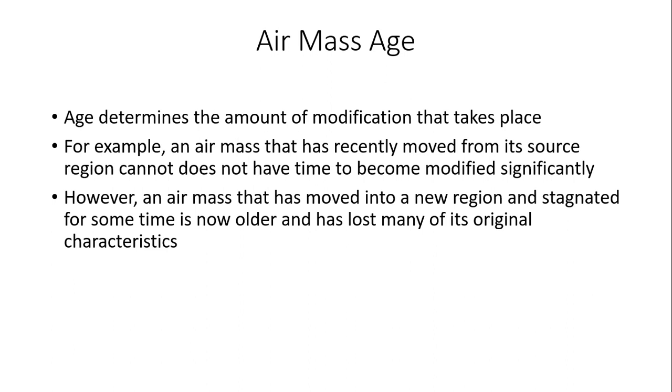And then air mass age. The age of the air mass determines the amount of modification that takes place. For example, an air mass that has recently moved from its source region has not had the time to become modified significantly. Whereas an air mass that has moved into a new region and stagnated for some time is going to become older and take on the new characteristics of its underlying surface.